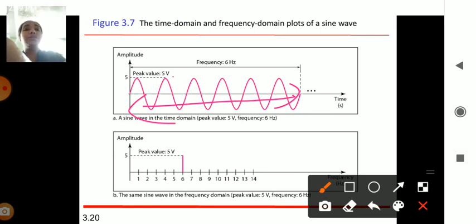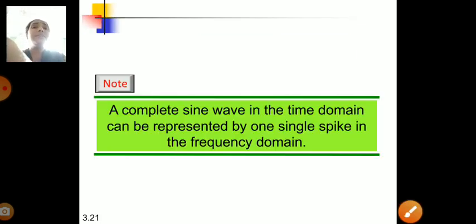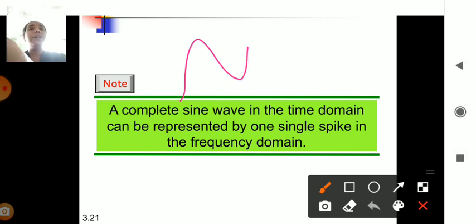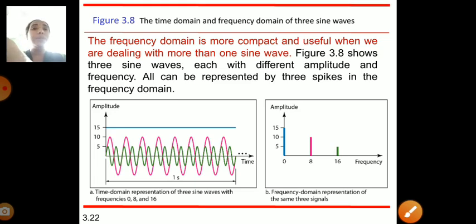This is your analog format, this is your digital format. In this particular time, how many frequencies of data are being generated. So the complete sine wave will be represented as a spike. The sine wave is represented in the format of the number of spikes which are generated, which is called the frequency domain. The frequency domain is more compact.